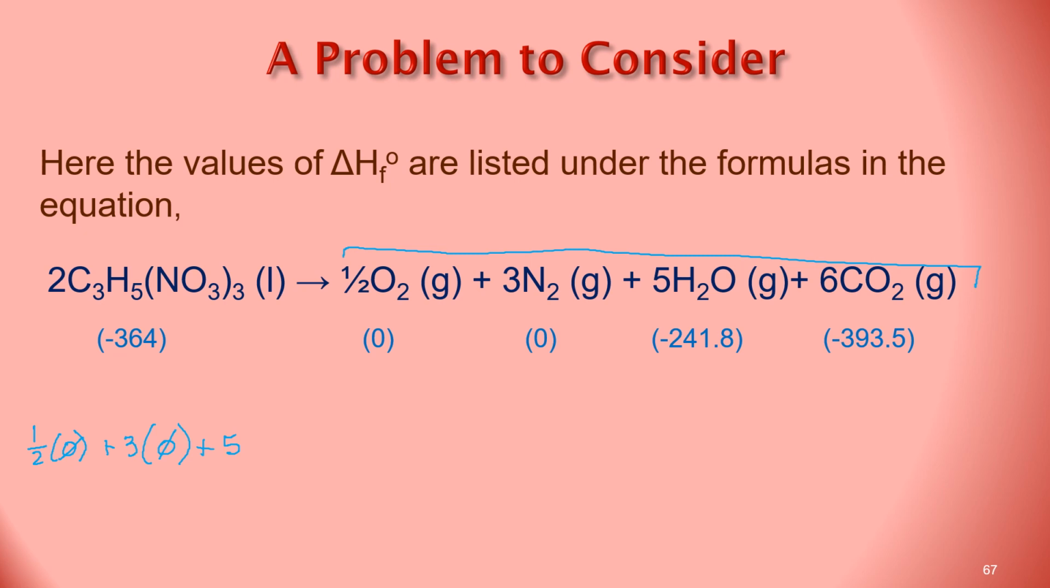5 times negative 241.8 plus 6 times negative 393.5. Do be careful with your signs. All right, so that's obviously 0 plus negative 1209 plus negative 2361, which is negative 3570.